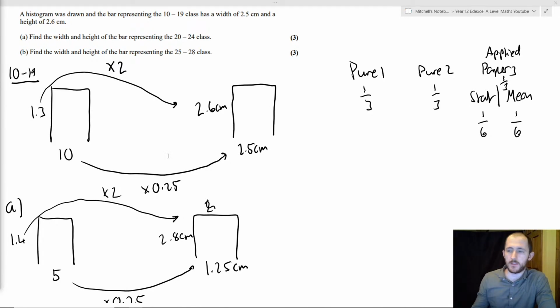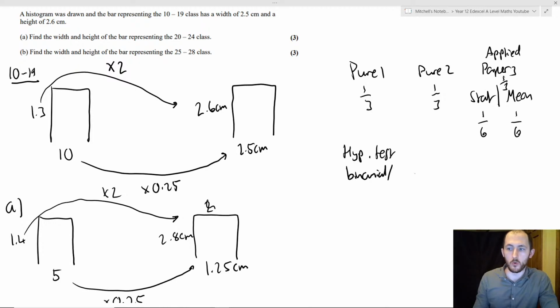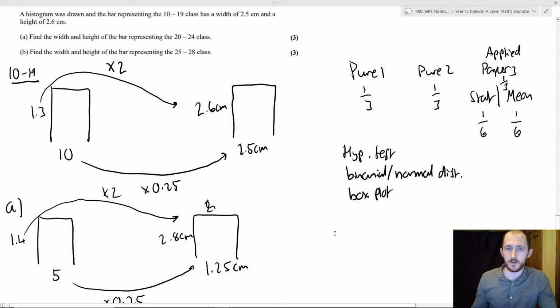And to be honest, if you even look at these applied papers, it's always the same type of question, right? You 100% get hypothesis testing. So if you wanted me to predict it, one, you have hypothesis testing. Next, you're going to be using binomial or normal distribution to work out probabilities. And you almost always have a box plot. So 60% of your paper is pretty much guaranteed, which is quite a lot.